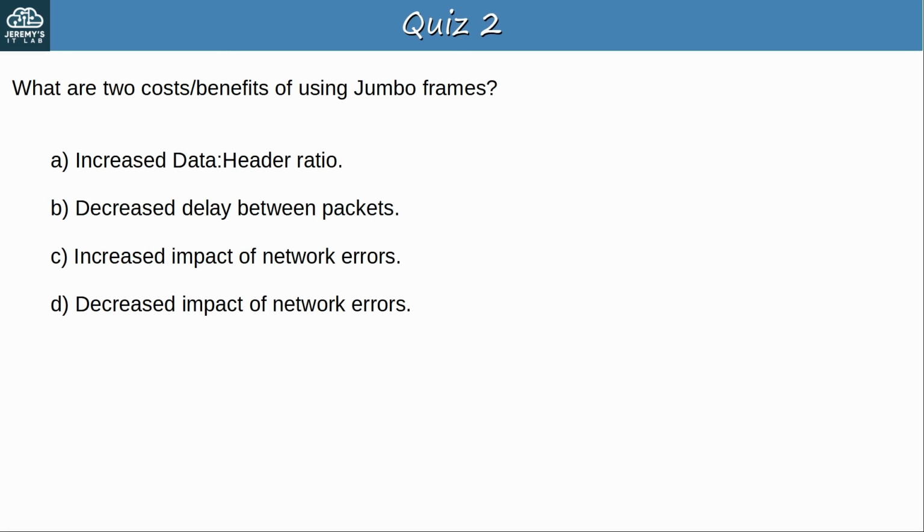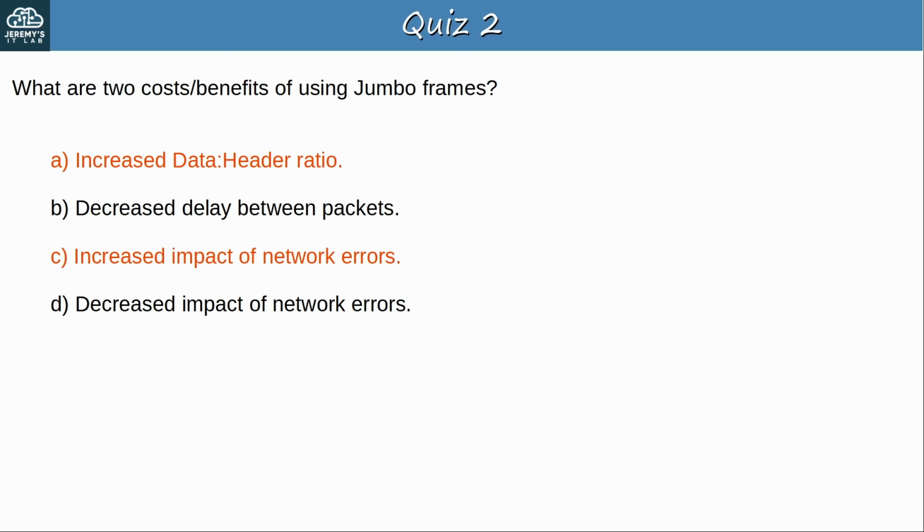What are 2 costs or benefits of using jumbo frames? Pause the video now to think about the best answers. Select 2. Okay, the answers are A, increased data to header ratio, and C, increased impact of network errors. Increased data to header ratio is a benefit.